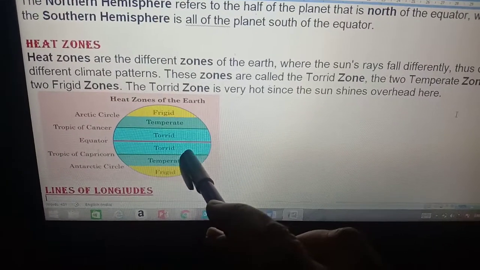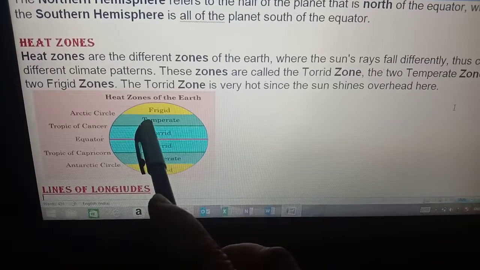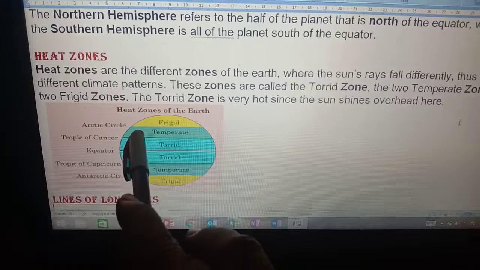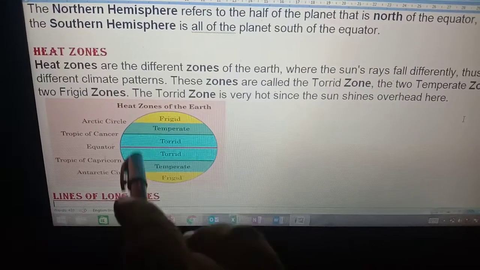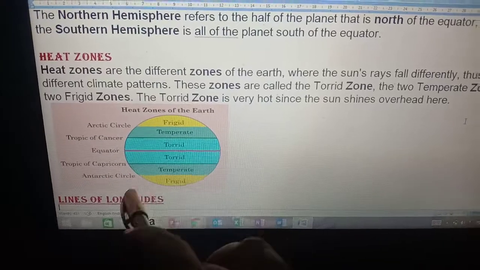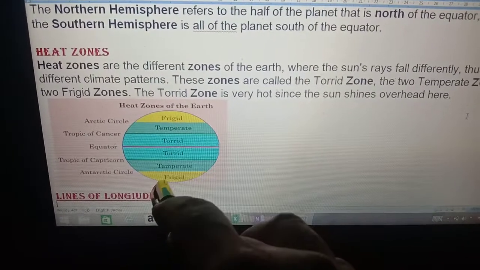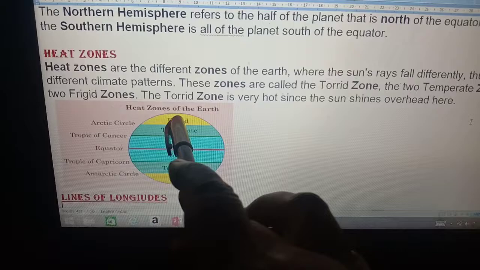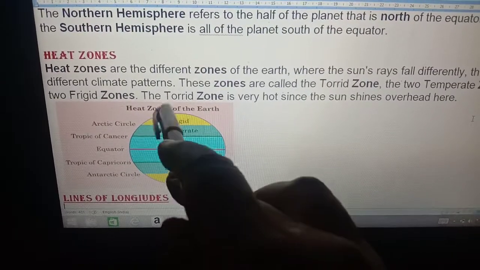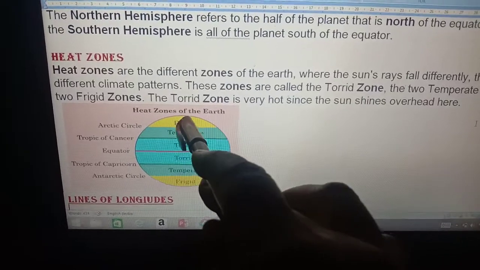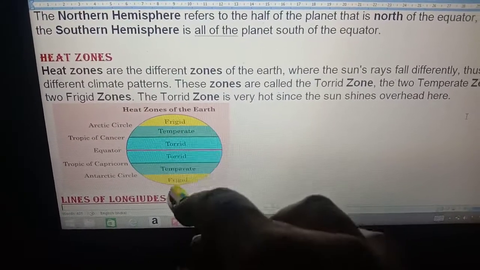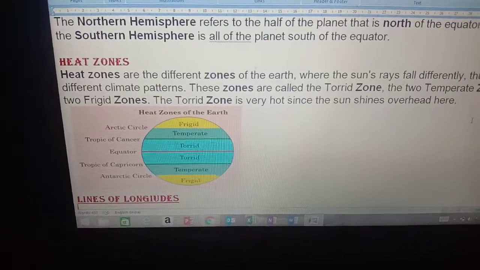The torrid zone is the zone which receives the vertical rays of the sun. That is why the temperature here is very high. Then the temperate and frigid zones. The temperate zone receives the slanting radiations of the sun. In the frigid zone, very light rays of the sun fall. Here the temperature is very low and we do not experience much sunlight.